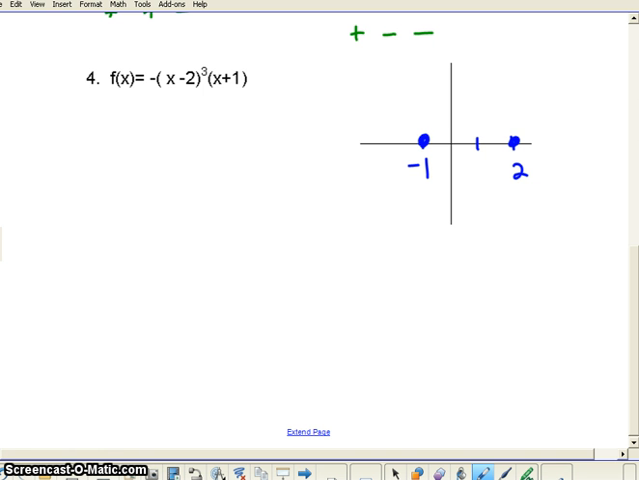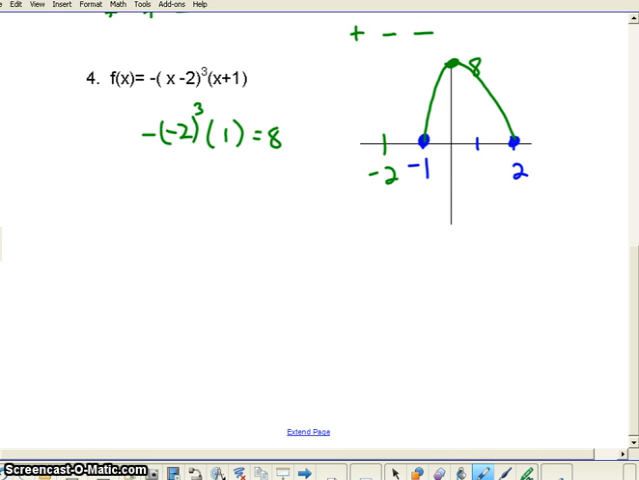Okay, and where's my y-intercept going to be? 0 minus 2 times... So 2 to the 3rd power is 8, right? -2 to the 3rd power is -8, but negative times negative is positive, so this is at 8. Okay, so it's going to go all the way up here. So we know it's going to have to do this number. Okay, I just need to know what it's going to do on the other side of -1. So what number y'all want to choose?